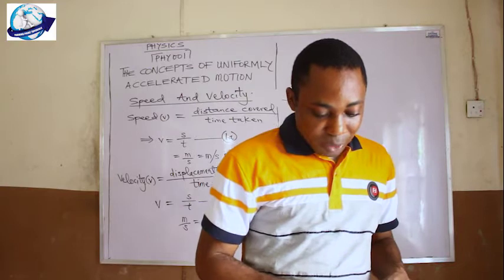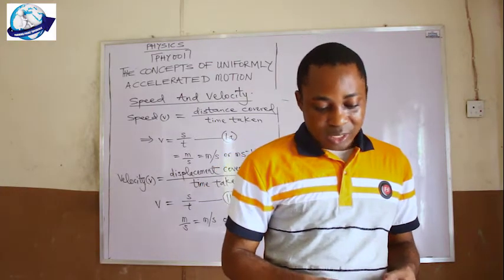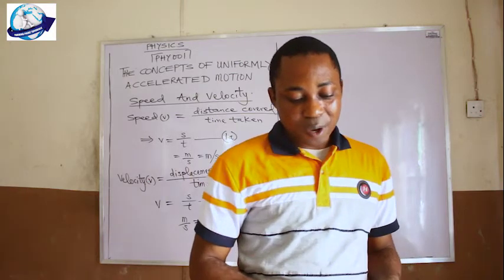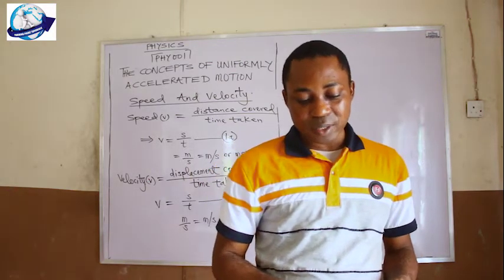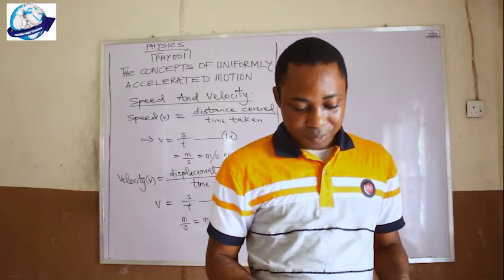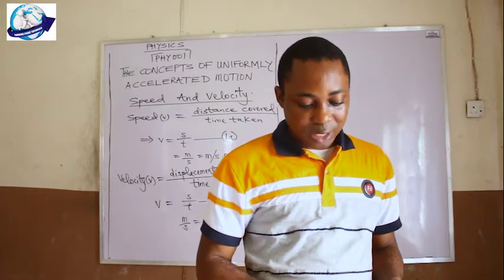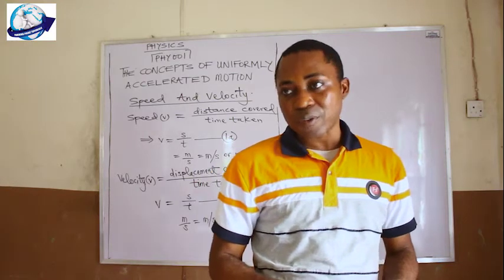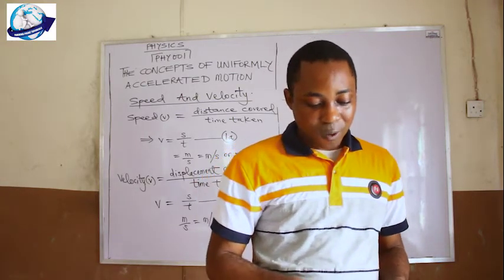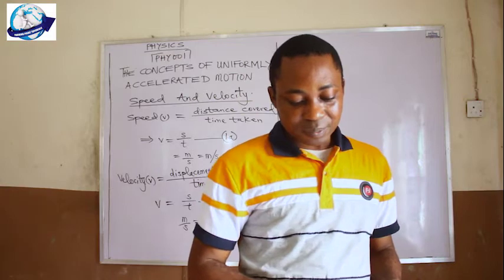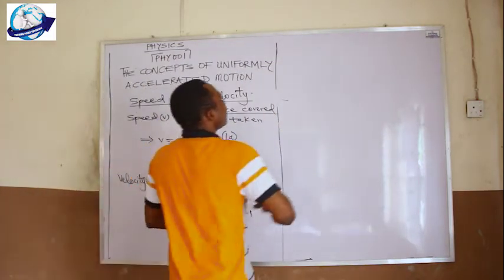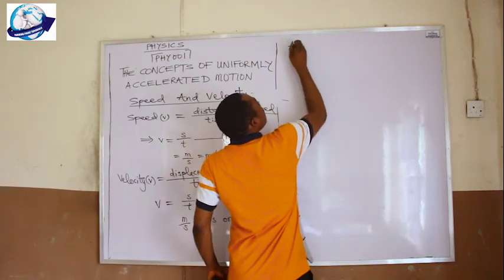In the aspect of average velocity, what is average velocity? Average velocity is defined as the ratio of the total displacement covered to the total time taken to cover the displacement. So we can write this mathematically for average velocity.